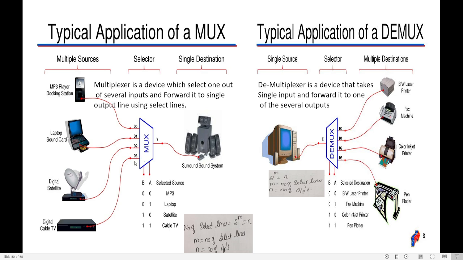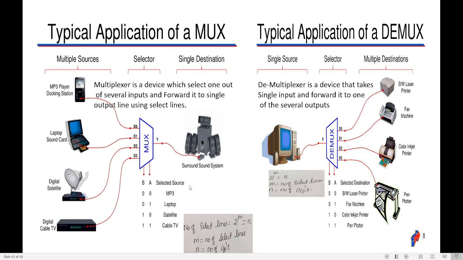You have 4 inputs here, so 2 to the power of m is equal to 4. I can say 2 to the power of m is equal to 2 to the power of 2, which is 4. So the m value will be equal to 2. m is the number of select lines. That is the reason we have 2 select lines here, A and B.